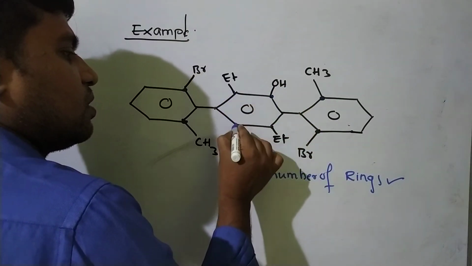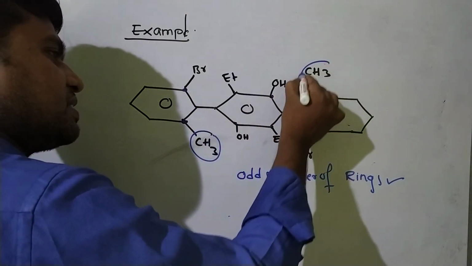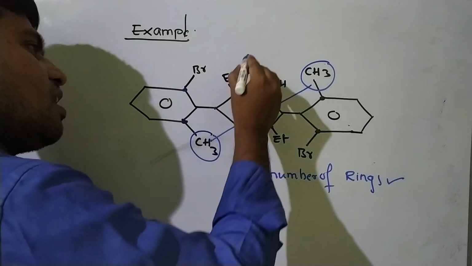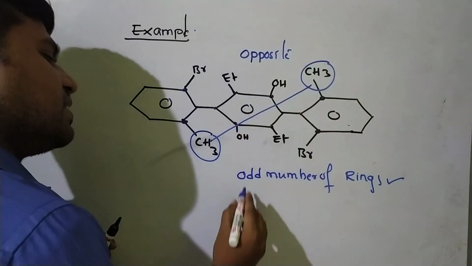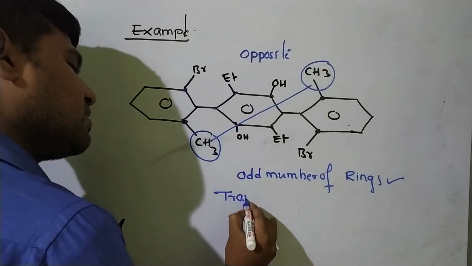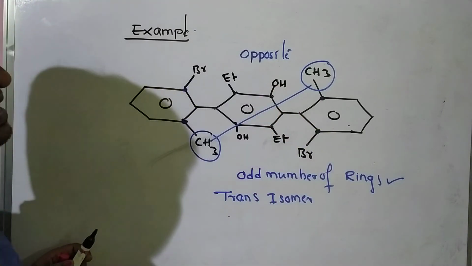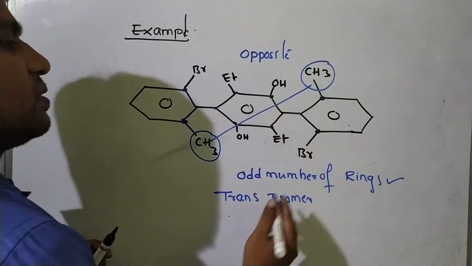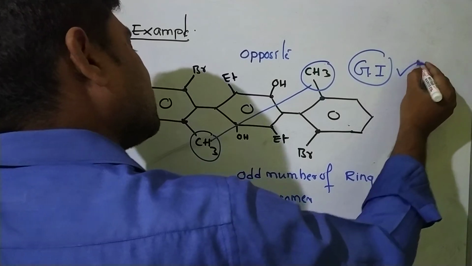Okay, students. So this methyl group and this methyl group are opposite to each other. So definitely this is a trans isomer. Trans isomer, otherwise cis. Understanding? Okay students, so this molecule will exhibit geometrical isomerism. Is it right or wrong?